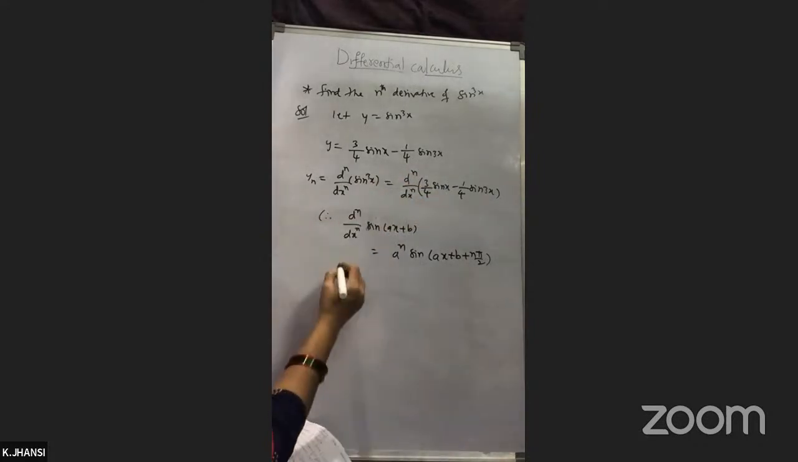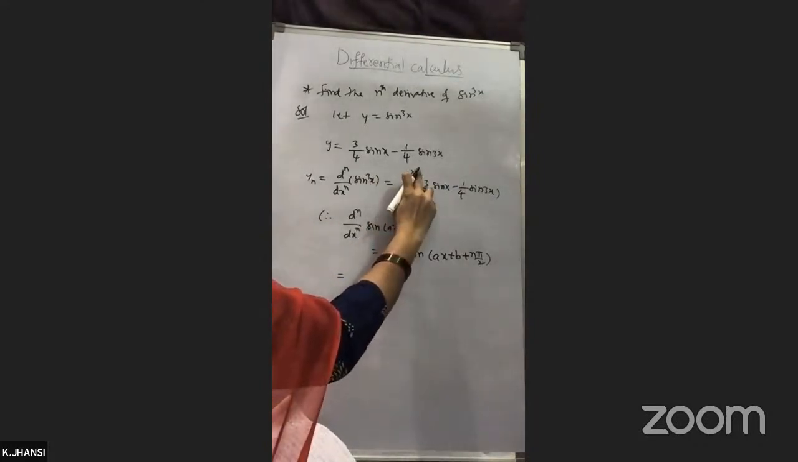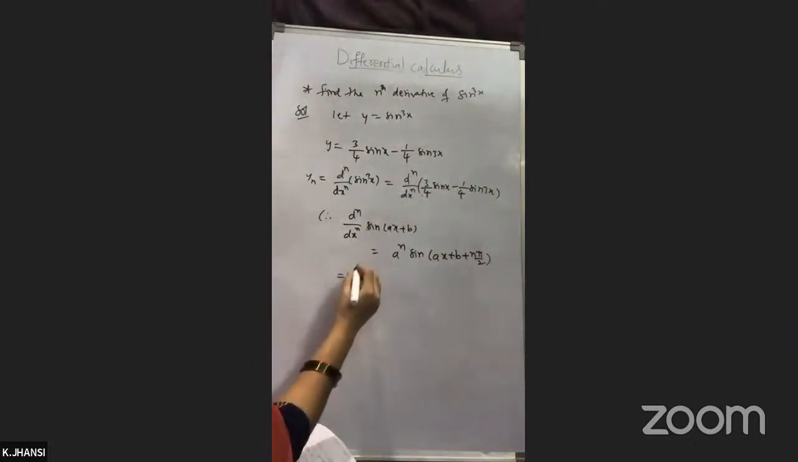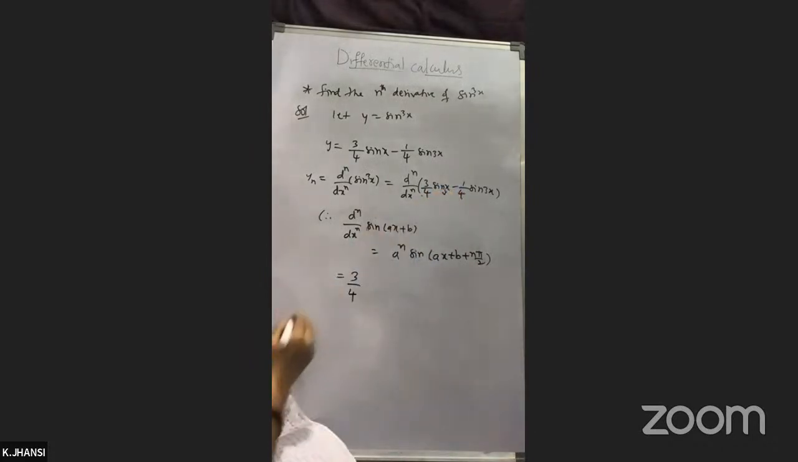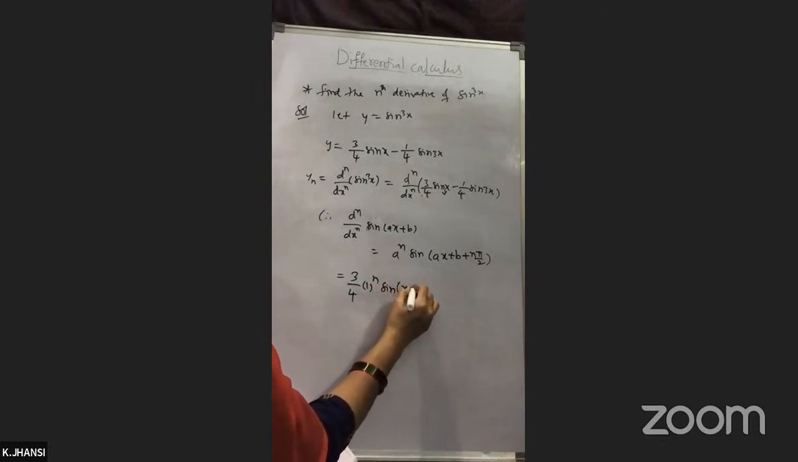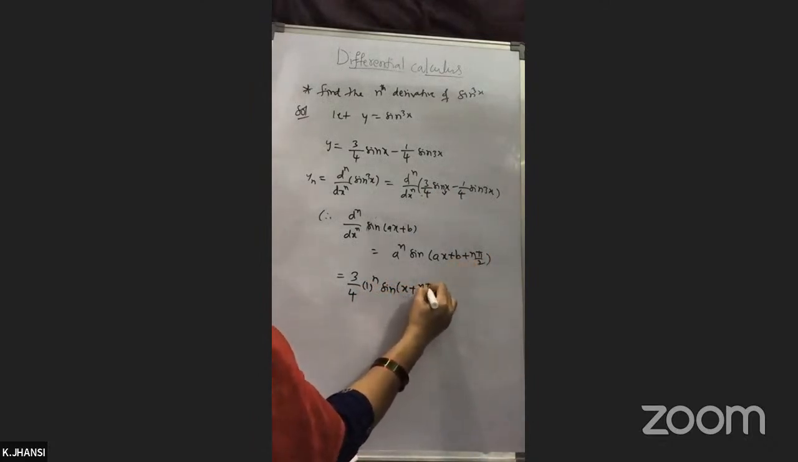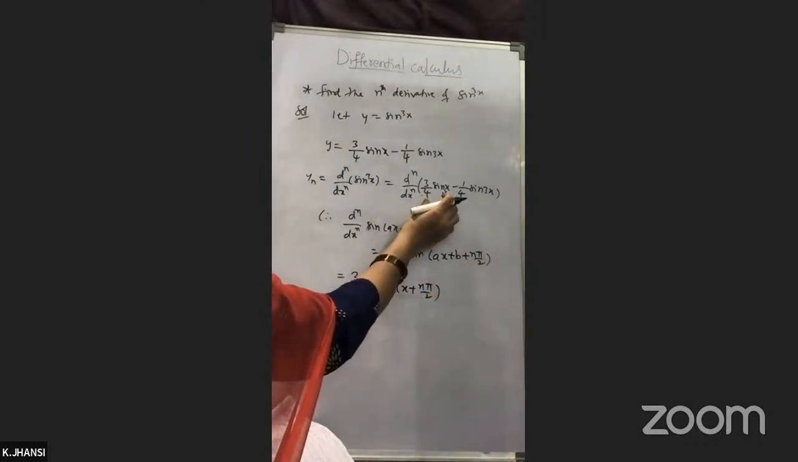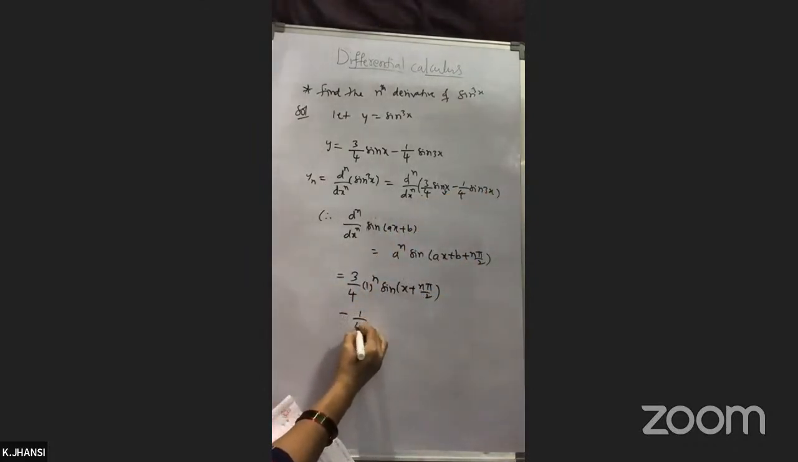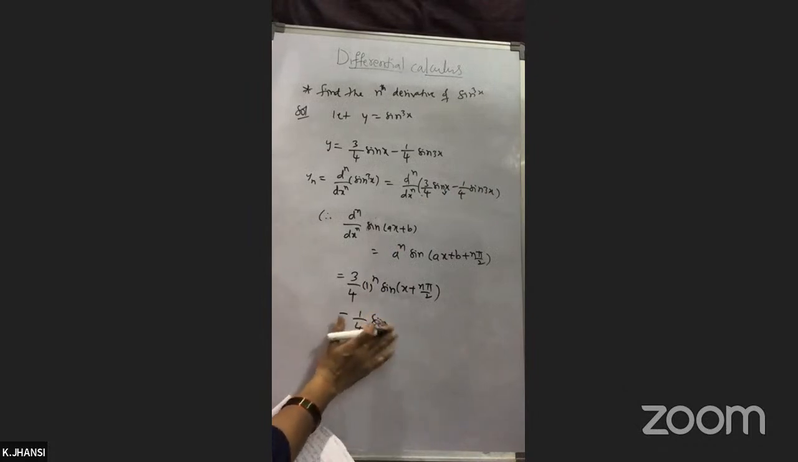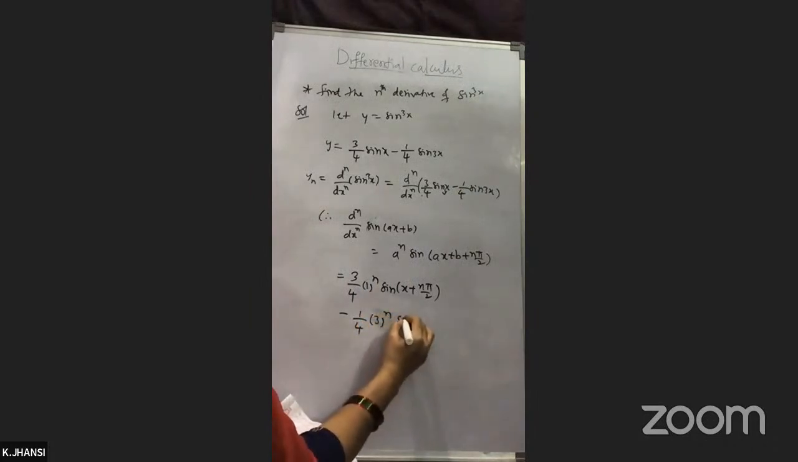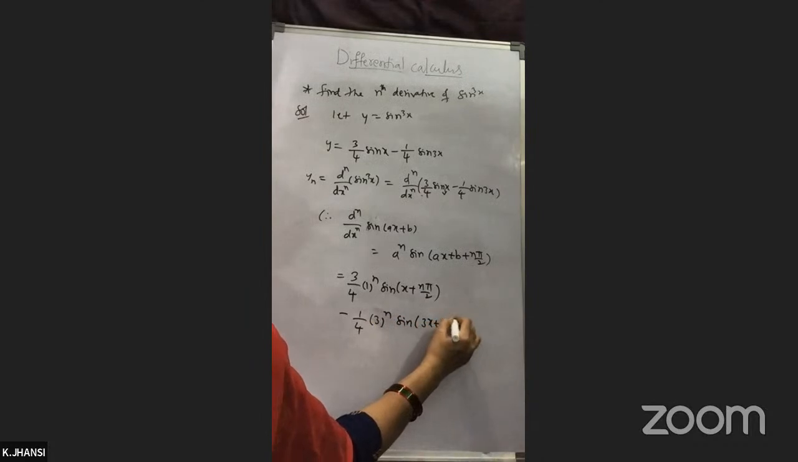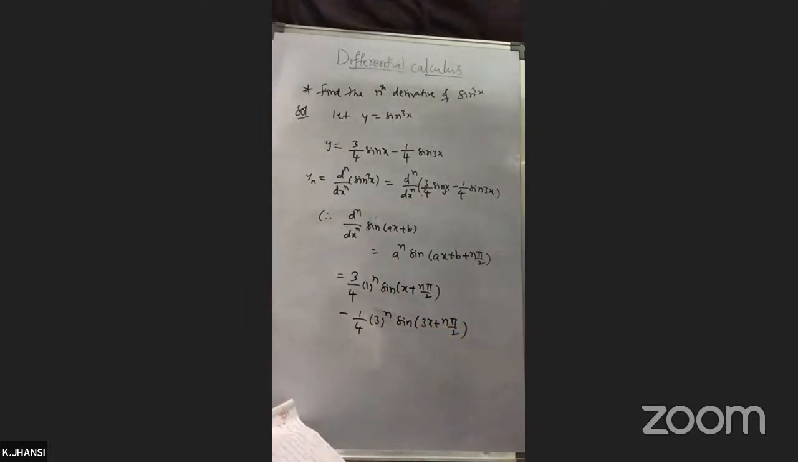So for this one, d to the power of n by dx to the power of n of this is 3/4. Here the a value is 1, no? That is the coefficient we have, 1. So 1 to the power of n sine of x plus b, b is not there, so b value is 0, plus n pi by 2. This is for this part. And this part is minus 1/4. Here what is the a value? The a value is 3. So 3 to the power of n sine of 3x plus n pi by 2. Okay, so this is the simple one.